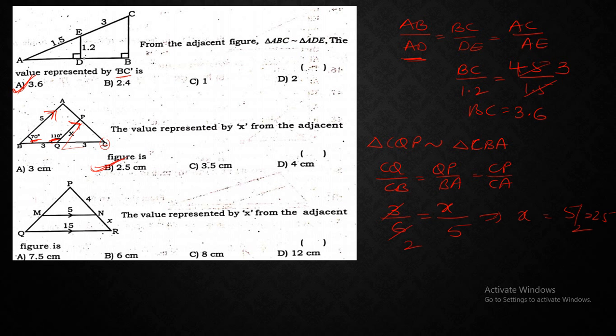The same way here also. So 5 by 15 is equal to this 4 by this whole, right? So 4 by 4 plus X. Now 5 in 15 goes 3 times. So when I do cross multiplication, 12 is equal to 4 plus X. So from this X is equal to 8 centimeters.